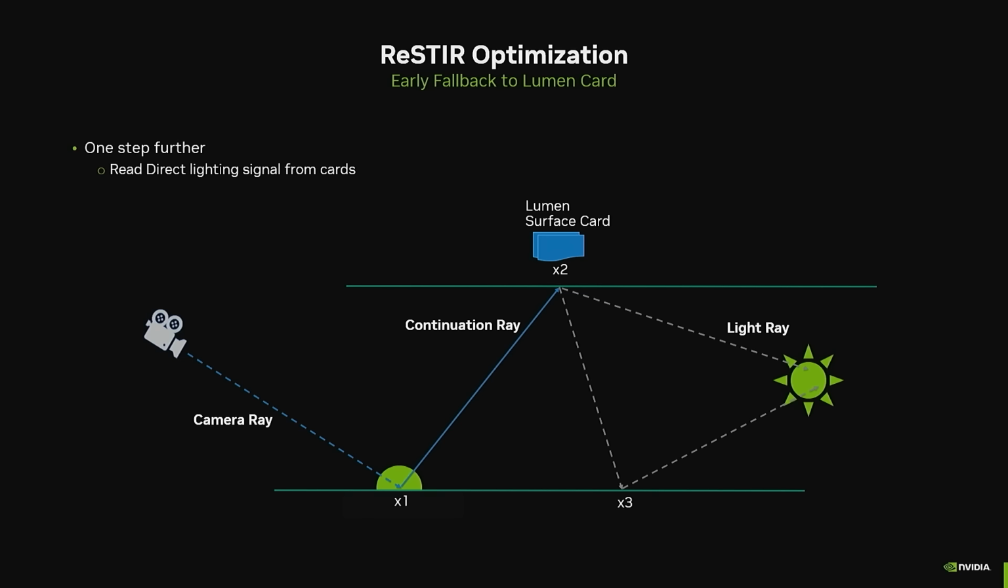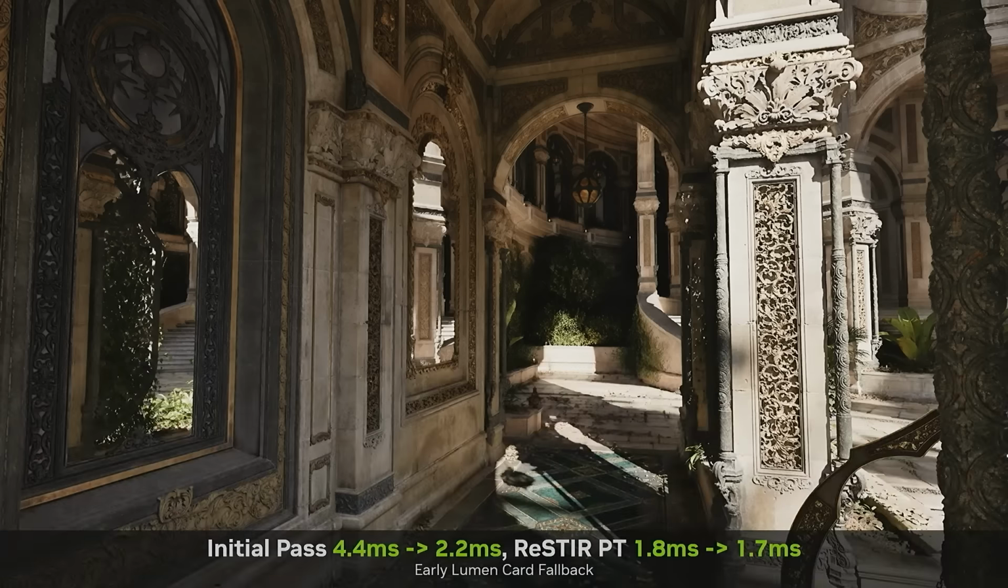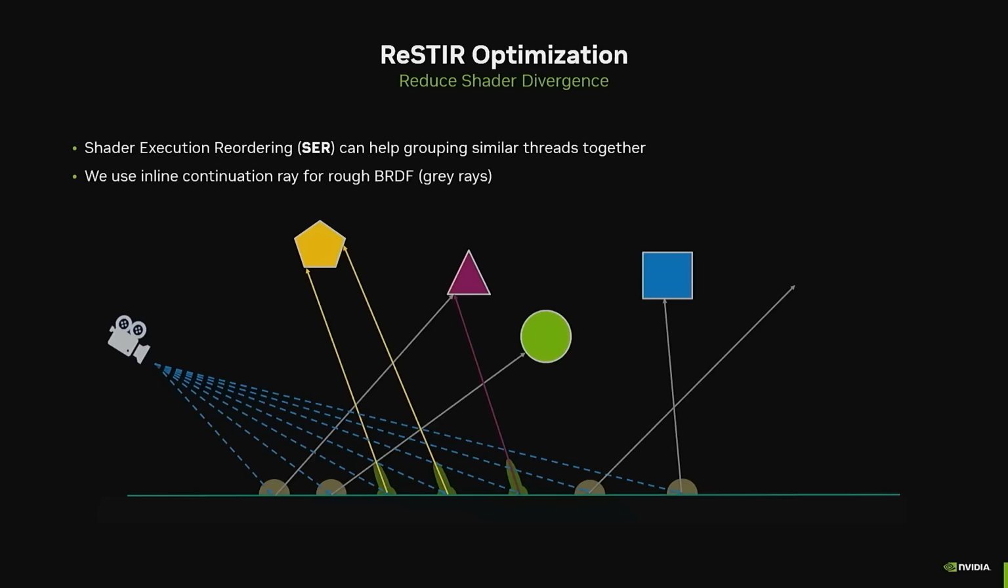And what we really ended up doing in Zorah is not only reading the indirect illumination signal at the bounce immediately after the diffuse bounce, we read the direct illumination signal as well. This allows us to save one more visibility ray along with its NEE sampling as well. So with this optimization, we got about twice the performance gain here in the initial pass.